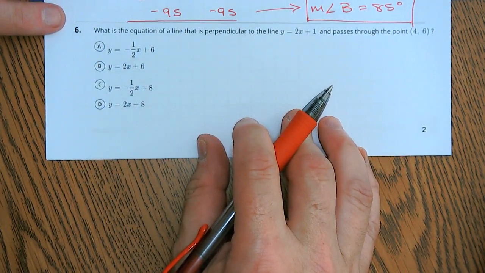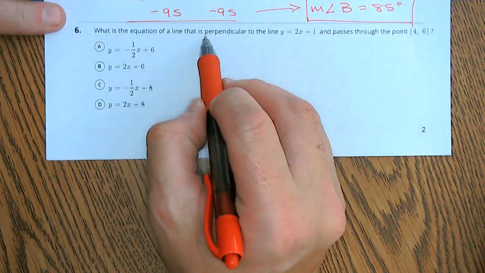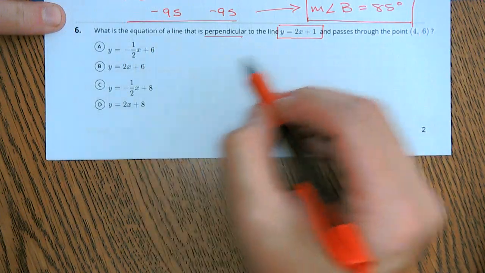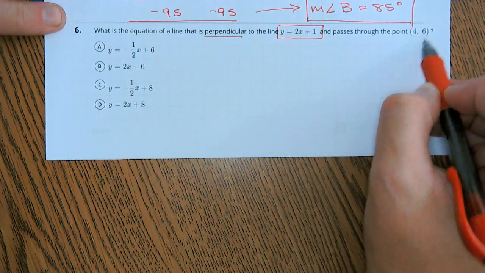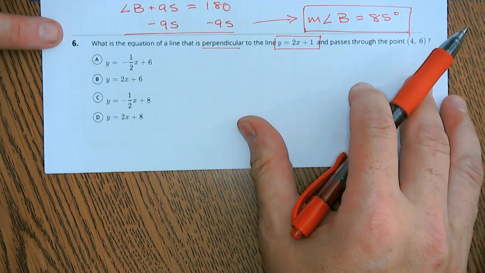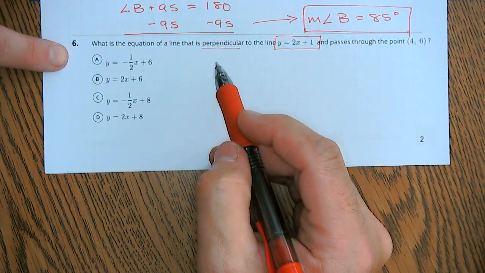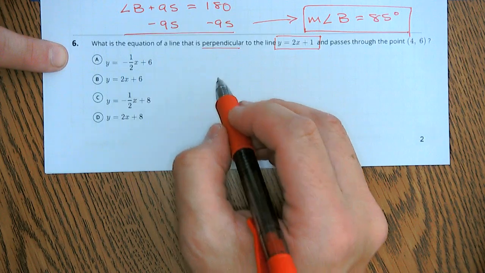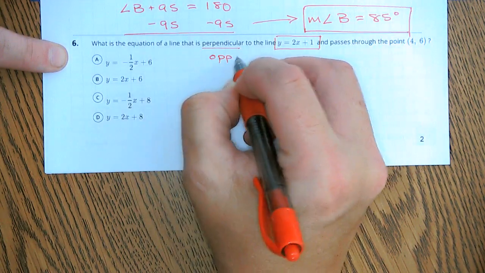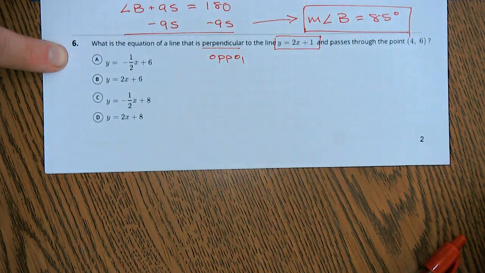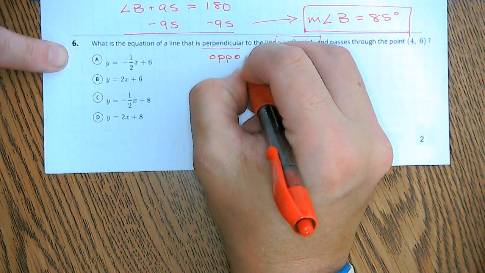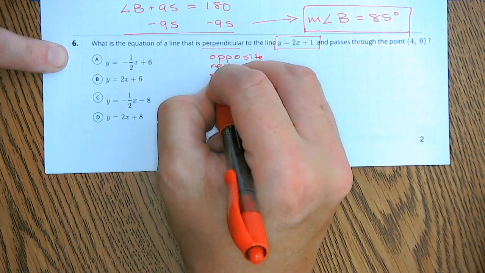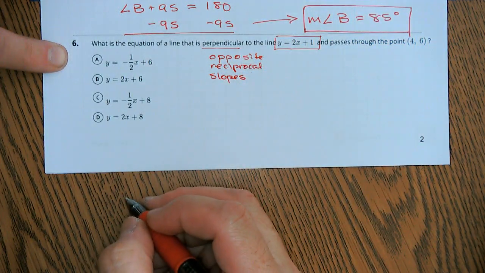What is the equation of a line perpendicular to the line y equals 2x plus 1 and passing through the point (4, 6)? Now this is an interesting kind of problem. The first thing we have to know is that for an equation of a line that's perpendicular, we should see opposite reciprocal slopes.